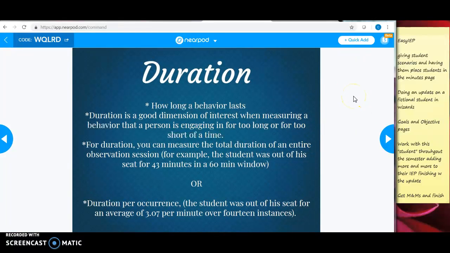The next dimension is duration. Duration is how long a behavior lasts. It's a good dimension of interest when measuring a behavior that a person is engaging in for too long or for too short of a time. So for duration, you can measure the total duration of an entire observation session. So for example, the student was out of his seat for 43 minutes in a 60-minute window, or duration per occurrence. So the student was out of his seat for an average of 3.07 per minute over 14 instances. So there are 2 ways to measure duration.